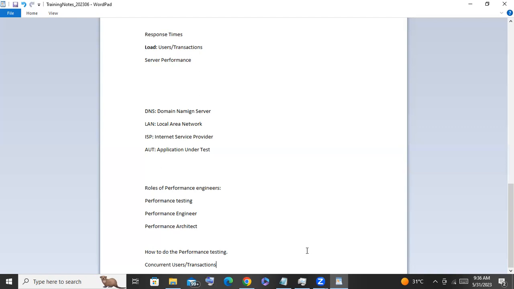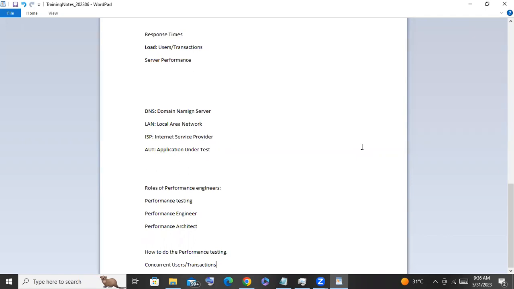So in performance testing, the most important thing is concurrency. Otherwise, if you do not have concurrency, if you are just doing it one after another, then it is as good as a single user test. You can do it from the browser using the developer tools or whatever, right?